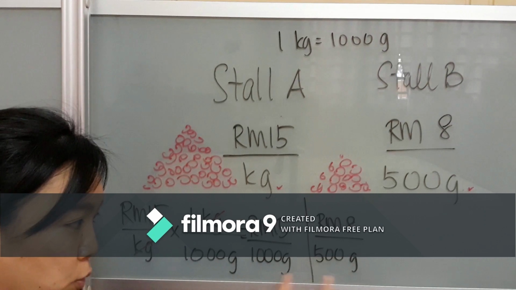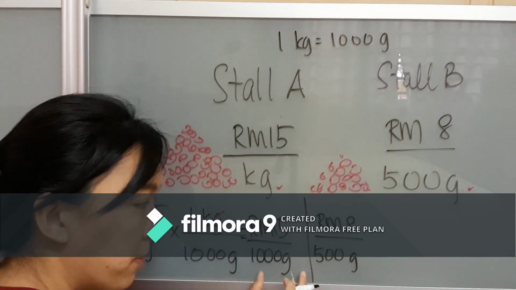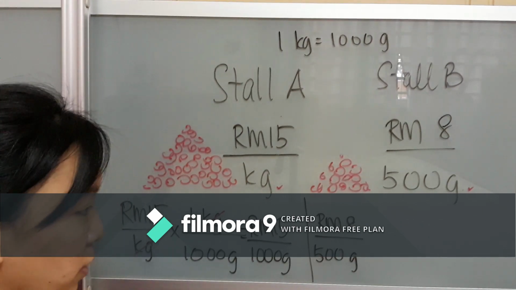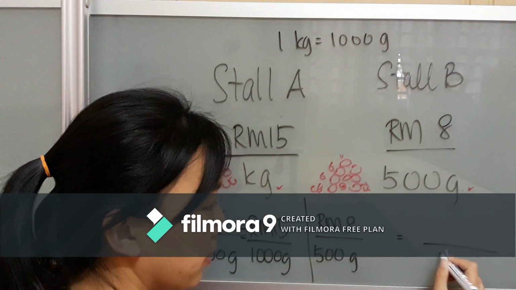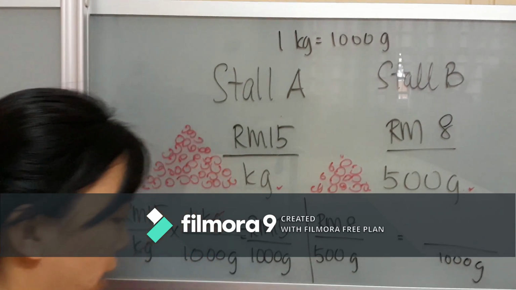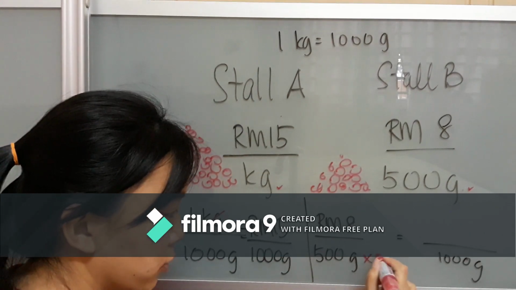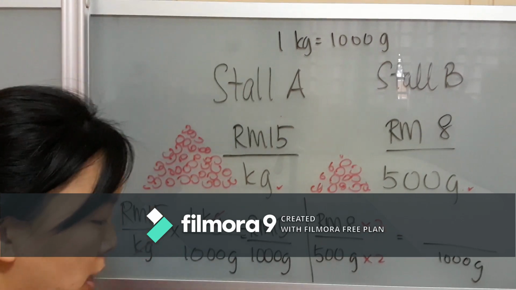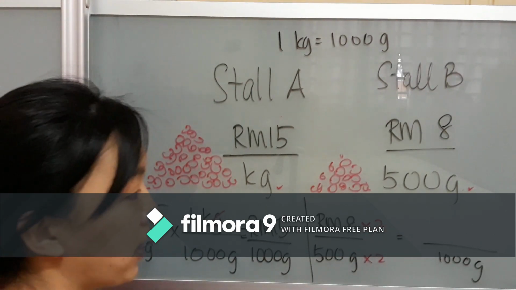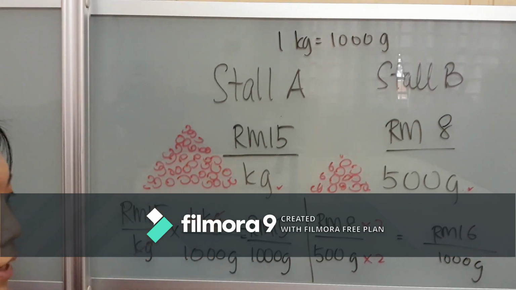To compare these two, I have to make sure this is also 1000 gram. How can I make it 1000 gram? I have to make this 500 gram times 2. Bottom times 2, on top needs to times 2 as well. So this becomes 16. Now we can compare.